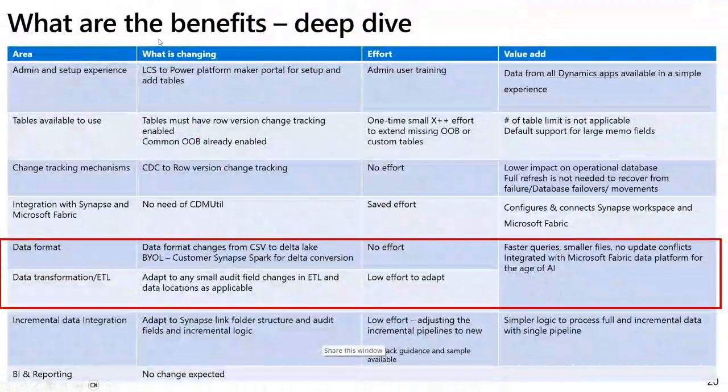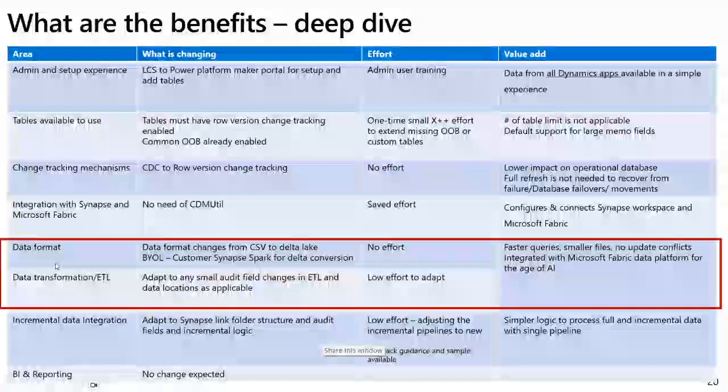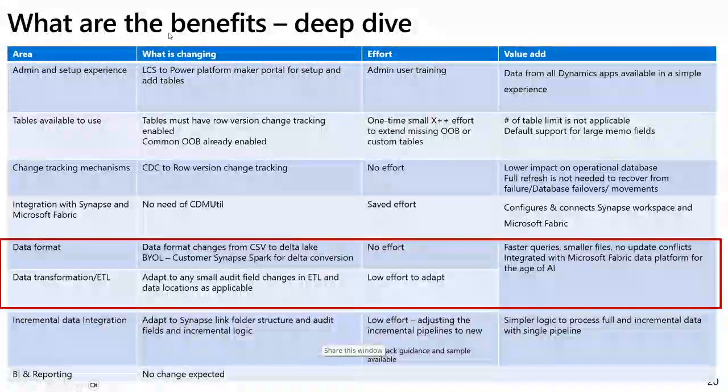Yes, I think we covered the cost at a high level, JJ. Now we are double-clicking on the cost, so this is a deep dive of the cost or the benefits. Essentially, what we've described is that switching from CSV to Parquet format results in faster queries, smaller files, and no update conflicts. It's also going to make it much easier for you to start using Microsoft Fabric at a later point in time, because the native data format in Microsoft Fabric is the Delta Parquet format, right?